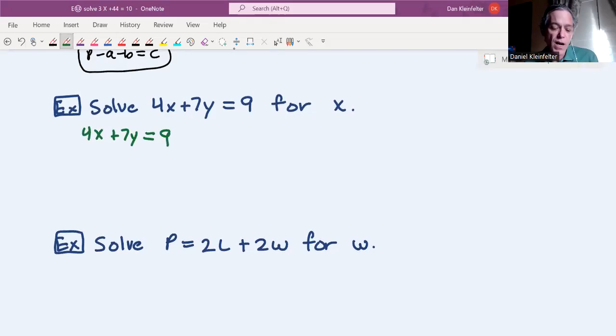Okay, so here we've got our equation. We would like to get x all alone, but I can see that there's this 7y term that needs to be removed. So we're going to subtract 7y from both sides. And then we'll divide by 4. So x will be 9 minus 7y over 4.